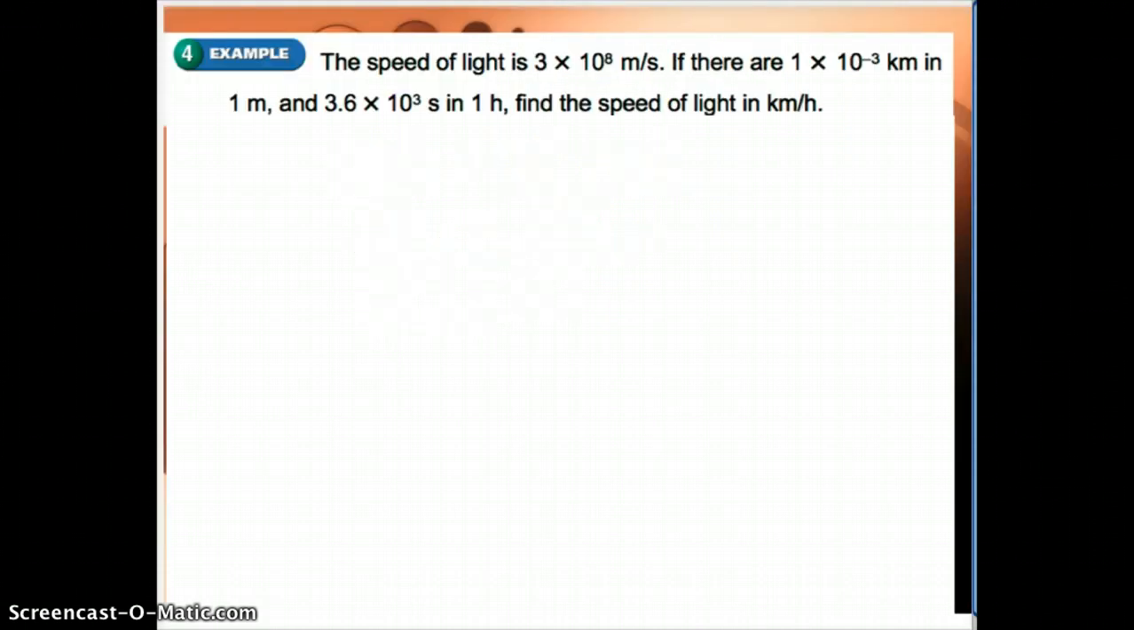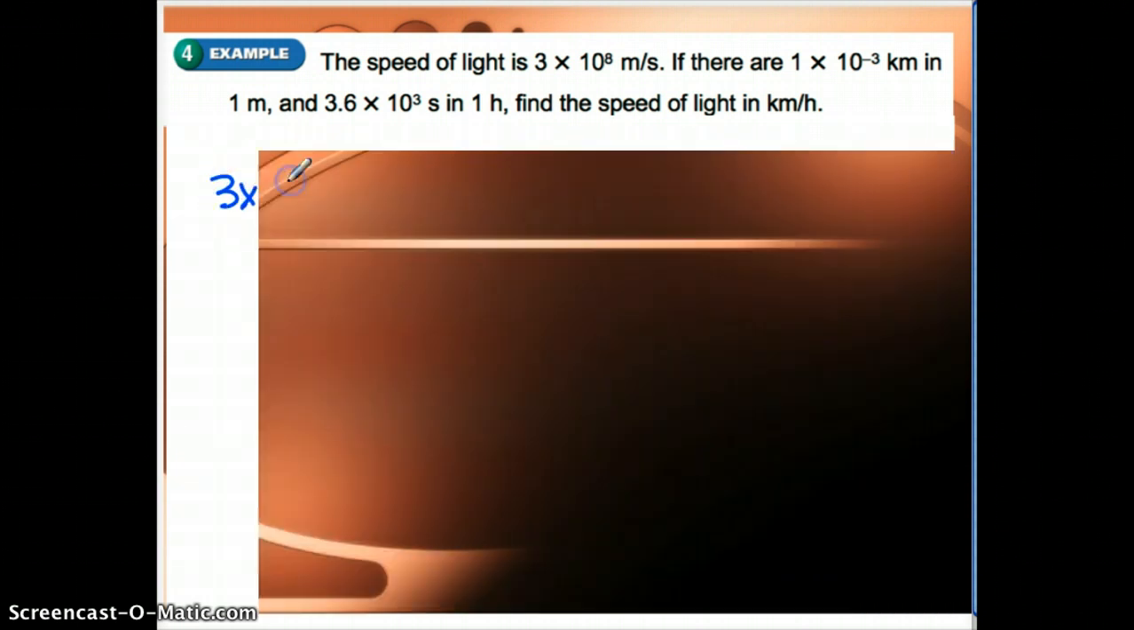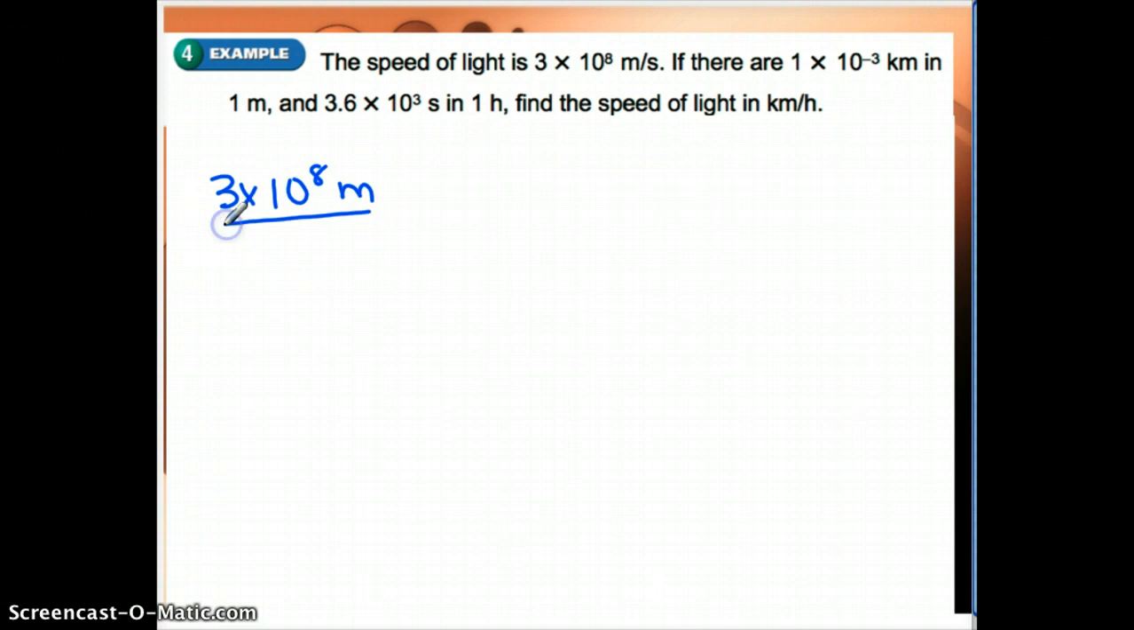Okay, all right, last problem. The speed of light is 3 times 10 to the 8th meters per second. If there are 1 times 10 to the negative third kilometers in 1 meter and 3.6 times 10 to the third seconds in 1 hour, find the speed of light in kilometers per hour. Okay, boy, we get to go back to chapter 3 and work on our unit analysis and see what's happening here. So I have meters per second. I have 3 times 10 to the 8th meters that are in 1 second.